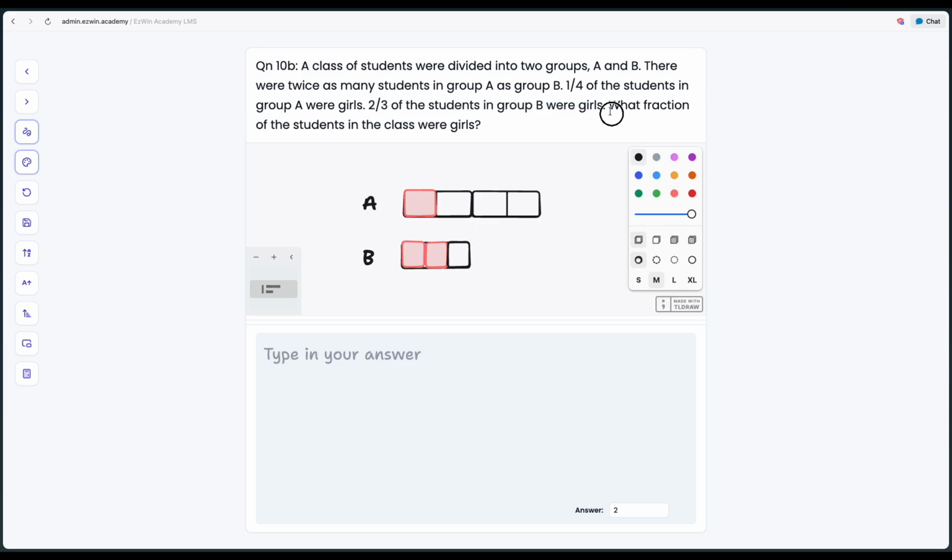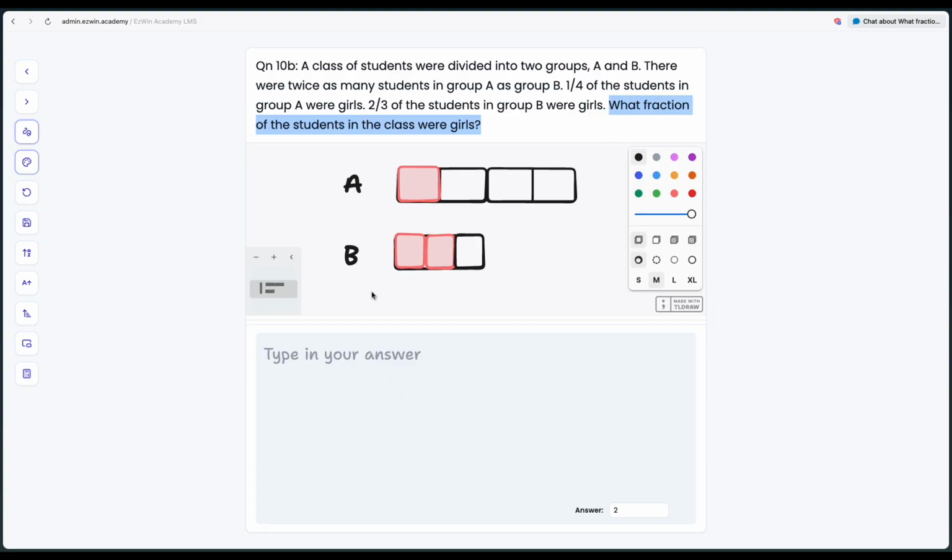So what fraction of the students in the class were girls? So in this case, we need to, in a way, find, I would say, the lowest common multiple, but it's not from 4 to 3. We need to find the lowest common multiple of this whole thing over here, okay, like this, right?